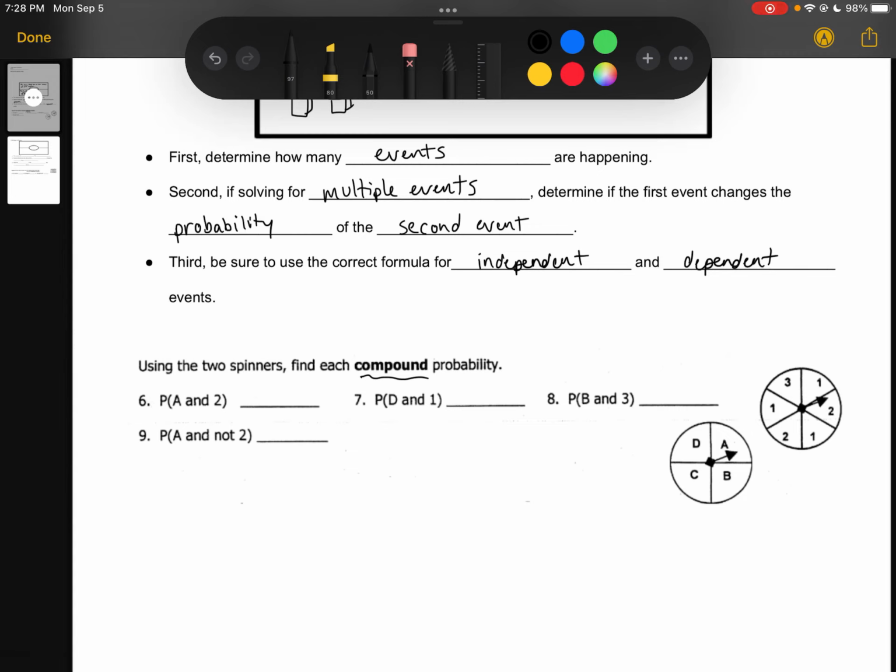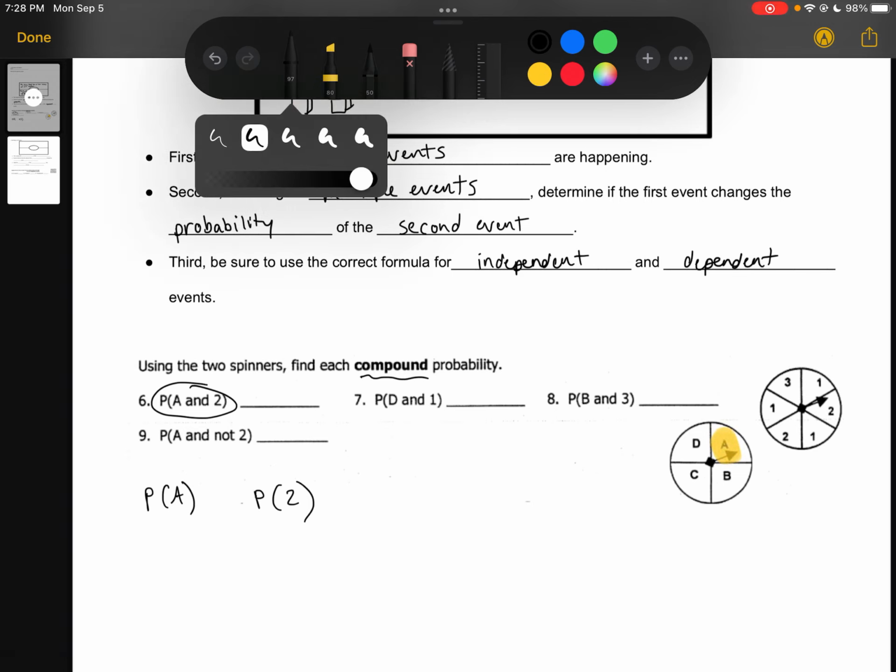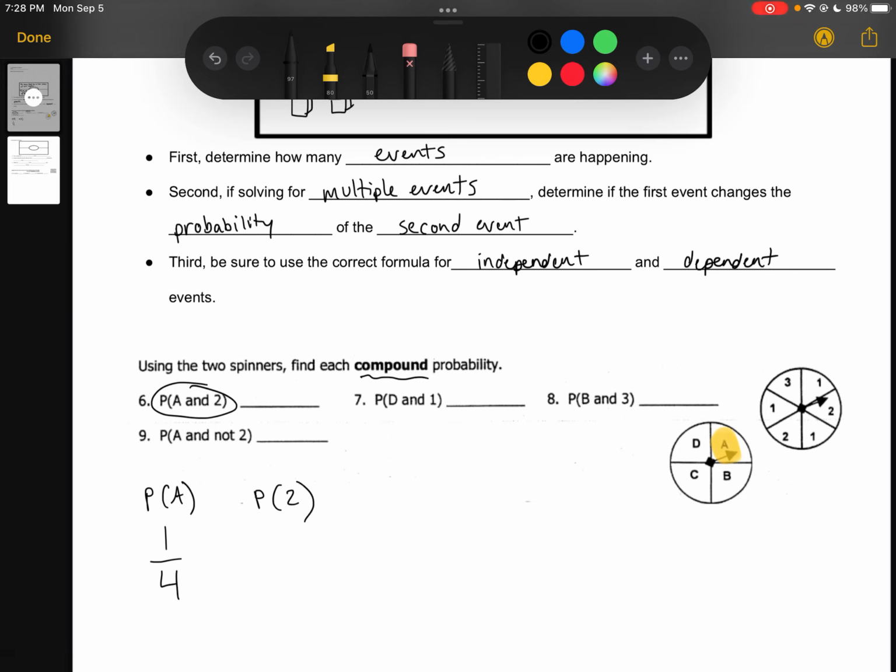So for our first one here, let's actually take a look at this one right here, number 6, the probability that you get an A and the probability that you get a 2. So an A out of 4 outcomes, it's one of the 4. So we'll say that that probability is 1 out of 4. And the probability of a 2, it actually looks like there are 2 2s. So that would be 2 out of the 6.